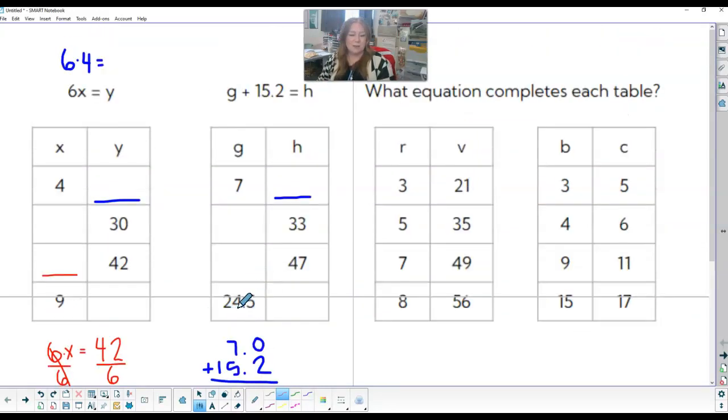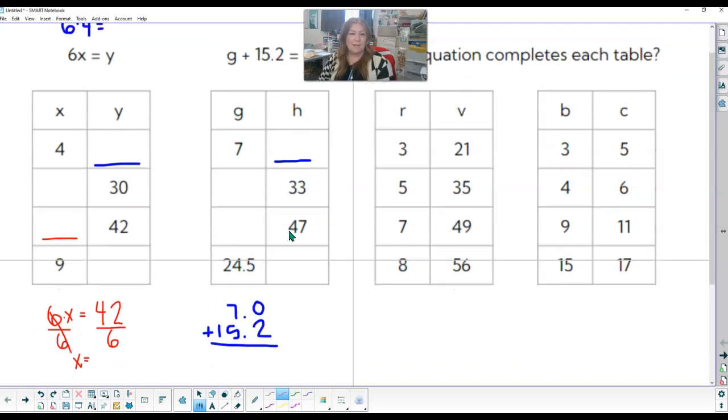And then this one, we'll go with 33. So we are looking for g plus 15 and 2/10, and it's going to equal h is 33. So I want g by itself, so the opposite of adding 15.2 is to take it away. And if I do it to this side, I also have to do it to this side. We need to make sure we line up those decimals. So it's going to tell us g equals what when we do this? And that's going to go right there.